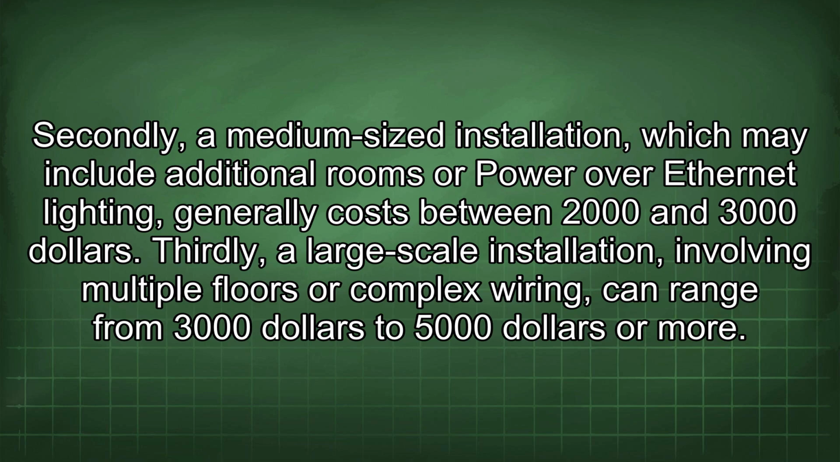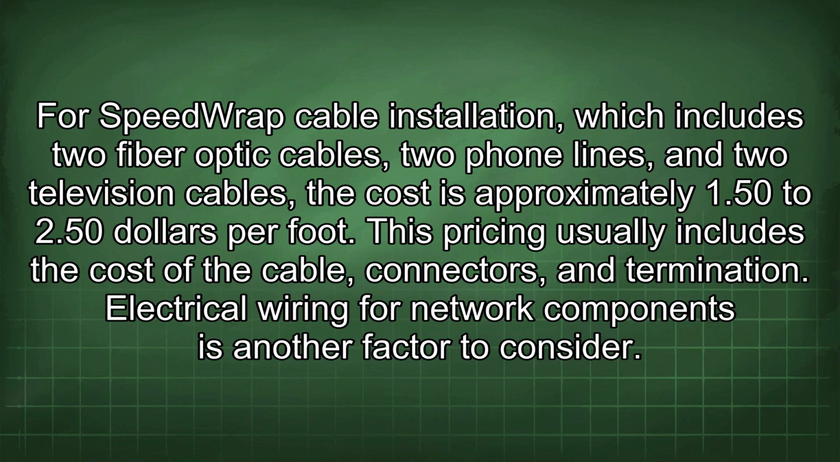$2,000 and $3,000. Thirdly, a large-scale installation, involving multiple floors or complex wiring, can range from $3,000 to $5,000 or more. For SpeedWrap cable installation, which includes 2 fiber optic cables, 2 phone lines, and 2 television cables, the cost is approximately $1.50 to $2.50 per foot. This pricing usually includes the cost of the cable connectors and termination.